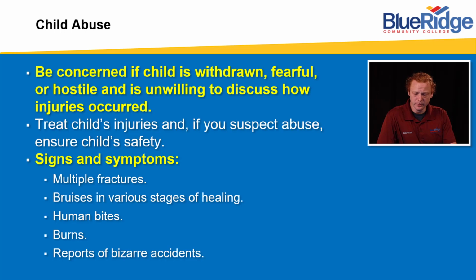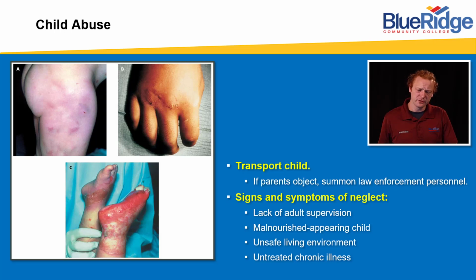Signs and symptoms of child abuse may include multiple fractures, bruises in various stages of healing, human bites, burns, and reports of bizarre accidents that do not seem to have a logical explanation. Transport the child to the appropriate medical facility. If the parents object, summon law enforcement. Try to do so quietly, so as to avoid creating those confrontational situations.